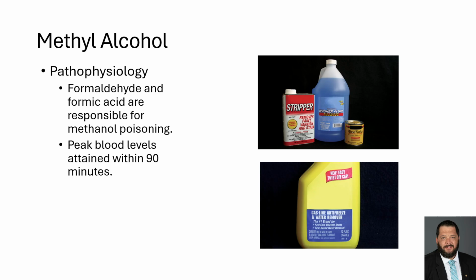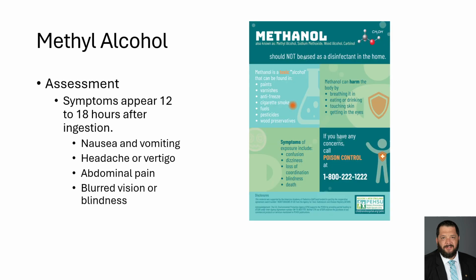Methyl alcohol can be found among house products. Things like formaldehyde or formic acid are responsible for methanol poisoning. Peak levels in the blood are typically attained within the first 90 or so minutes. These are usually accidental or intentional ingestions, and poison control is a great resource here.